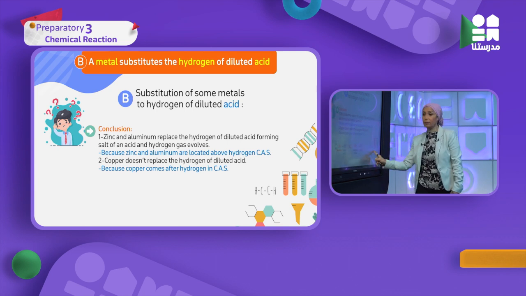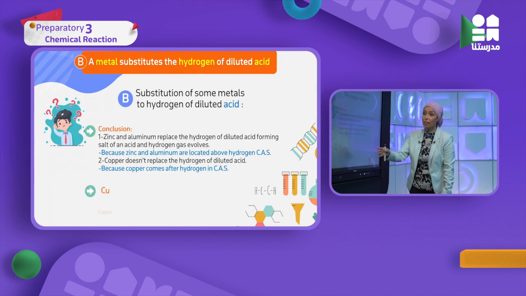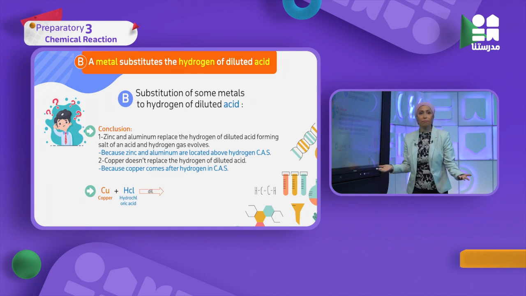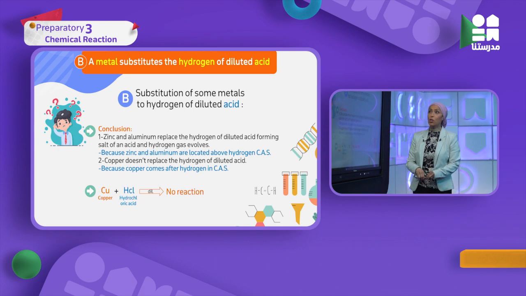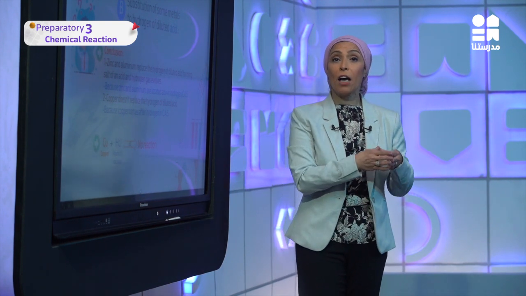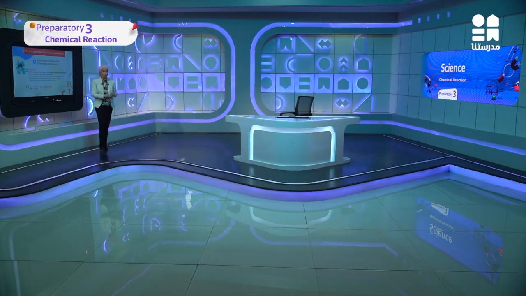It's very important. Like the last one, which is copper, I said copper plus HCl, which is hydrochloric acid, finally no reaction will happen. So here we explain the 2 types of the simple substitution reaction. The first one, replacing hydrogen in water, and the second, replacing hydrogen in acids.